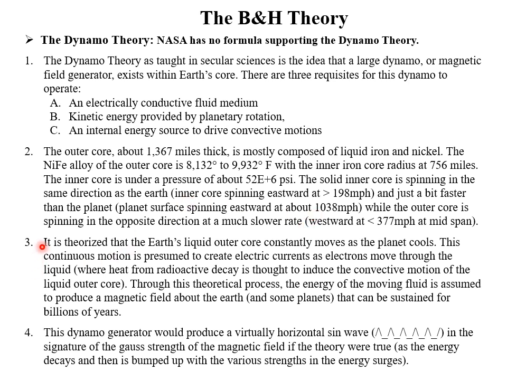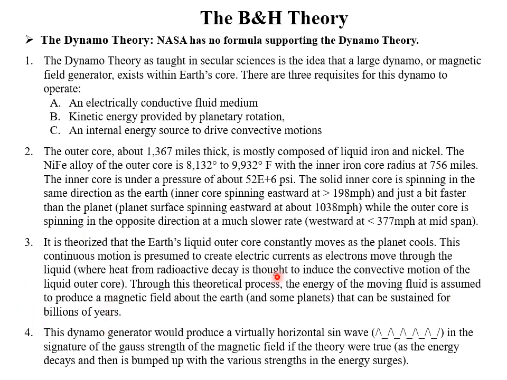Okay. So it is theorized that the Earth's liquid outer core constantly moves as the planet cools. This continuous motion is presumed to create electric currents as electrons move through the liquid, just like we discussed in our preliminary here, where the heat from radioactive decay is thought to induce the convective motion of the liquid outer core. Through this theoretical process, the energy of the moving fluid is assumed to produce a magnetic field about the Earth and some planets that can be sustained for billions of years.